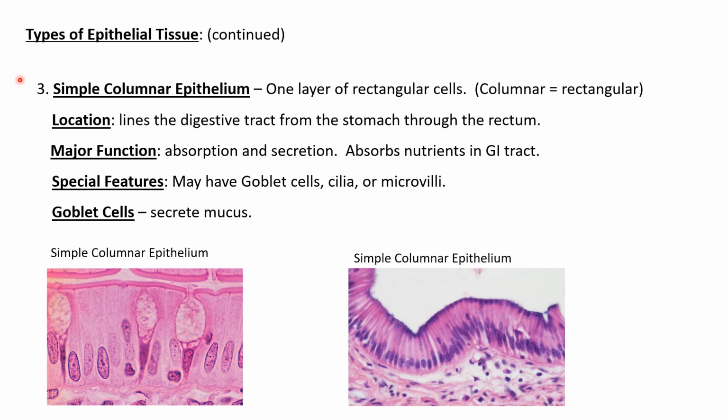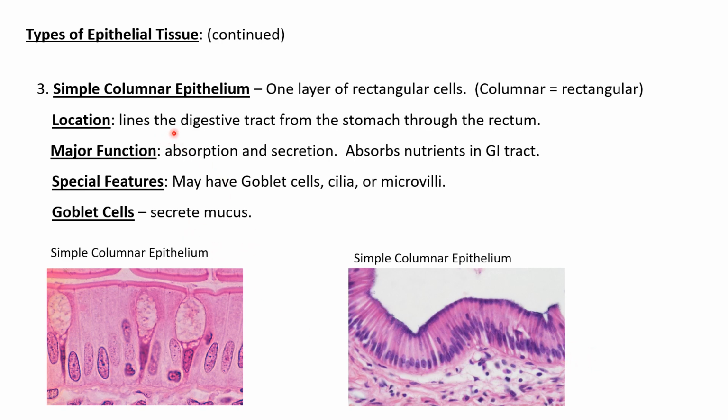Here is simple columnar epithelium. So simple, it's still one layer, but columnar, these are column or rectangular shaped cells. They're like little columns, and they're one layer. And notice the one layer reaches all the way from the bottom, which is called the basement membrane, to the top, which is called the free surface or apical surface. So all the cells go from the top to the bottom. And you can see the nuclei are all at the same level. Sometimes when they're cutting the slide, they'll move them around a little bit, but you can see this row here, they're all at the same level.